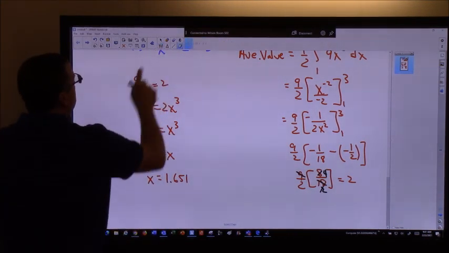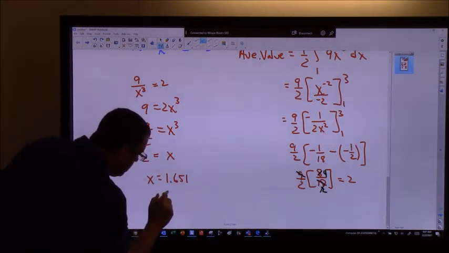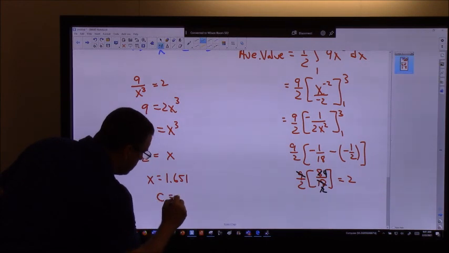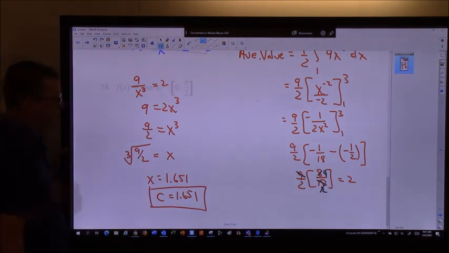So, you know, I always want to think, is that in the interval that they gave us? The interval was 1 to 3. Okay, so 1.651, it is in between those two numbers. So that's my C value, guaranteed by the mean value theorem.